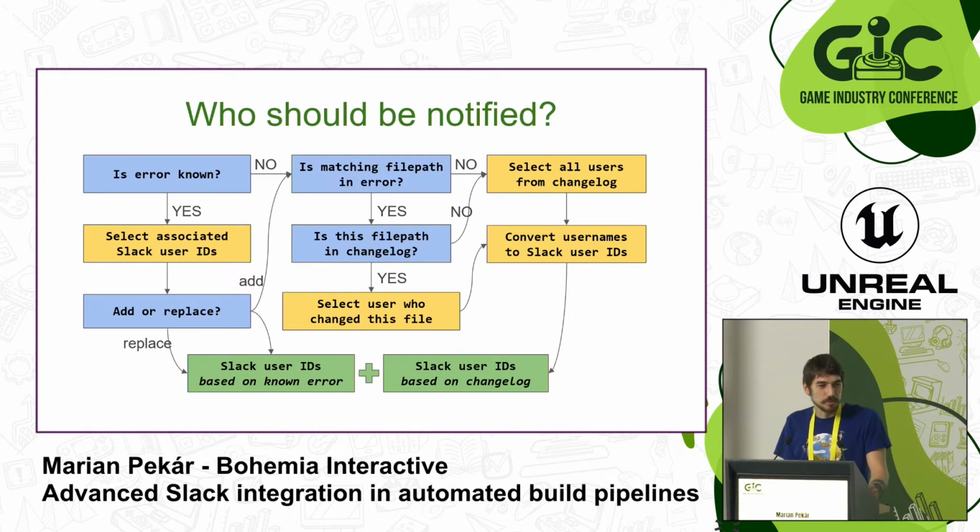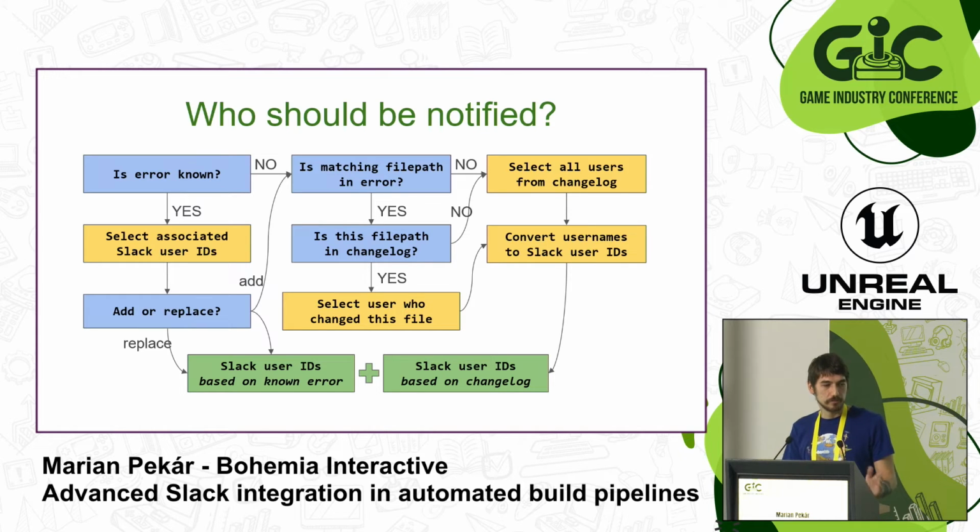And as I promised, to show you how the system determines who should be notified. So we have some known errors. We first check if the error is known, and if yes, we have Slack user IDs associated with it. And we ask if we should tag only these people or more of them. So add or replace, but in reverse order.